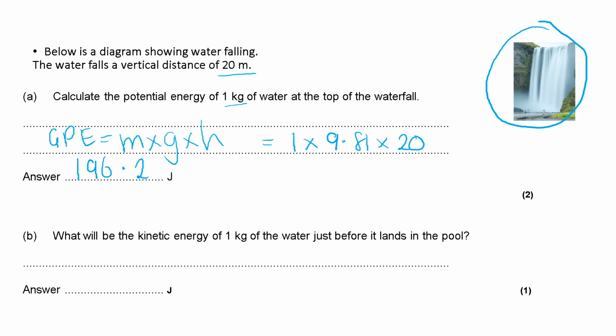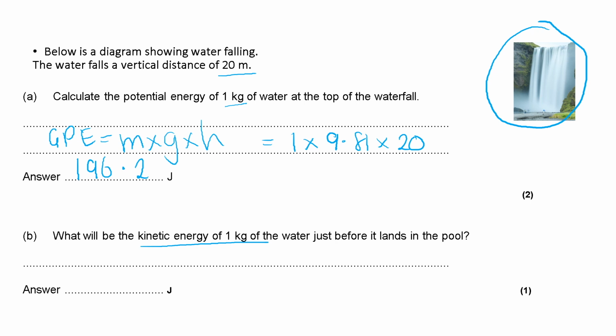Now quite often when we're working out gravitational potential energy, especially about things falling from a height to down below, there's usually a follow-on question and it says what will be the kinetic energy of the 1 kilogram of water just before it lands in the pool. So just at the bottom before it lands in the pool, how much kinetic energy would there be? Now here is when we've got to remember conservation of energy.